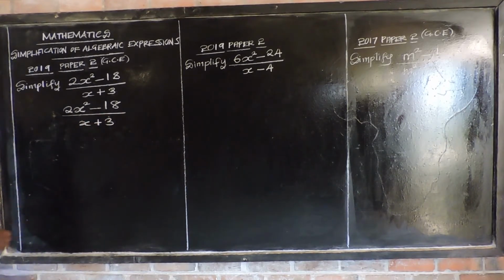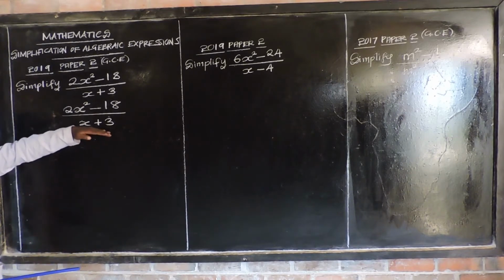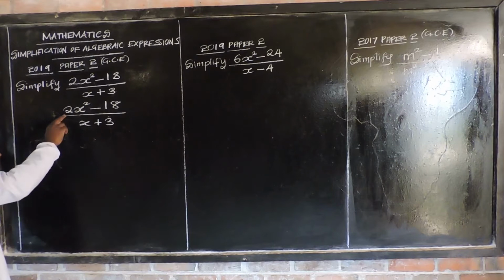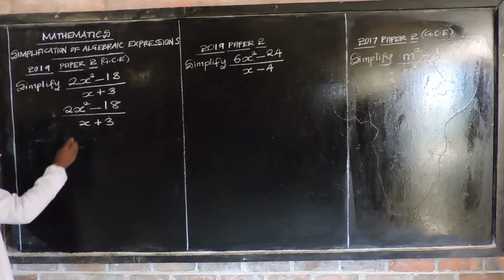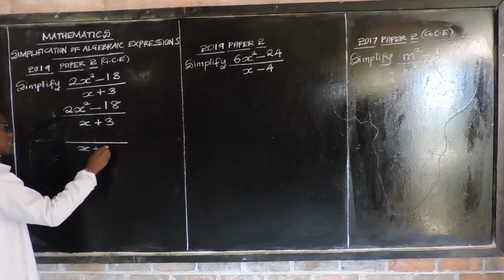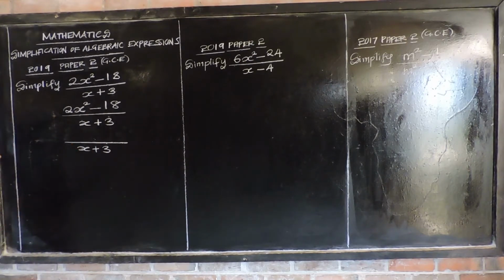Okay? So now look at the numerator which is on top and the denominator which is just beneath. You realize in this case the denominator has been simplified already. So we need to focus on the numerator, this one on top. How do you simplify this? First we are going to maintain our denominator, which is x plus 3. Now simplifying our numerator, first and foremost we need to factorize this one.